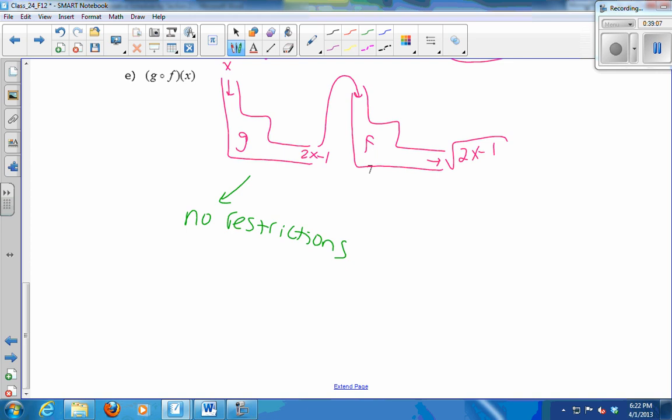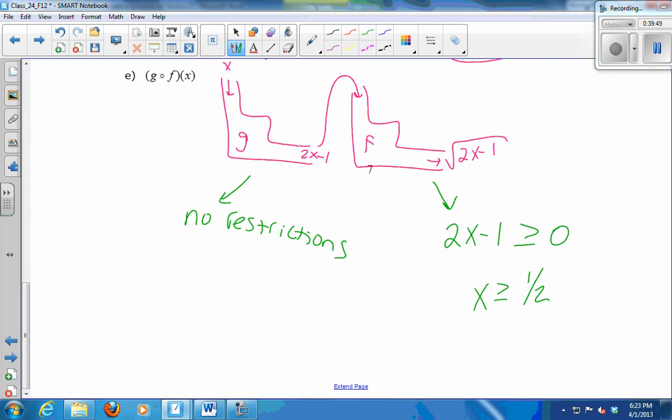Now f is the square root function. Does the square root function have any restrictions? Yeah. What is true about the square root function? What are its restrictions? Can't square root a negative number. 0 to infinity are the values I'm allowed to put in for f. But the things going into f are 2x minus 1s. I have to make sure that the 2x minus 1s that are coming out of g are always positive or 0. So if I solve this thing for x, I get x has to be bigger than or equal to 1/2.